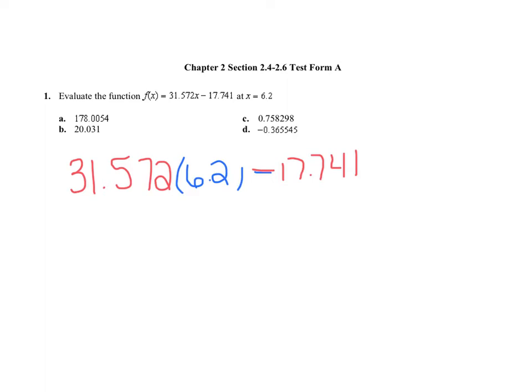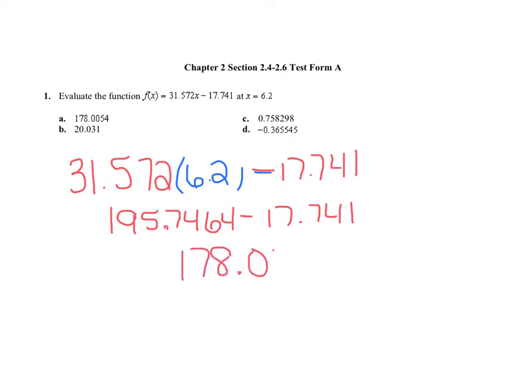31.572 times 6.2 is 195.7464, minus 17.741. So be very careful how you're typing this into the calculator. You want to make sure you're typing all the decimals in correctly. And when we subtract that, we get 178.0054, which is letter A.